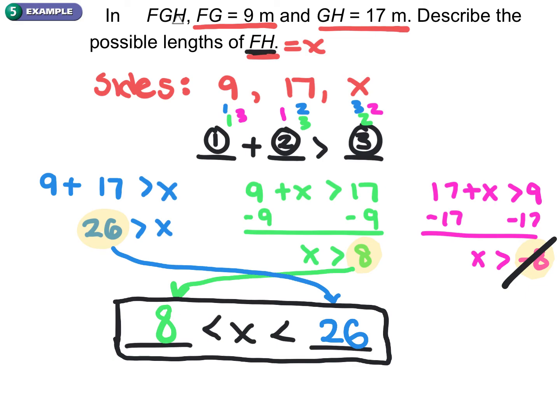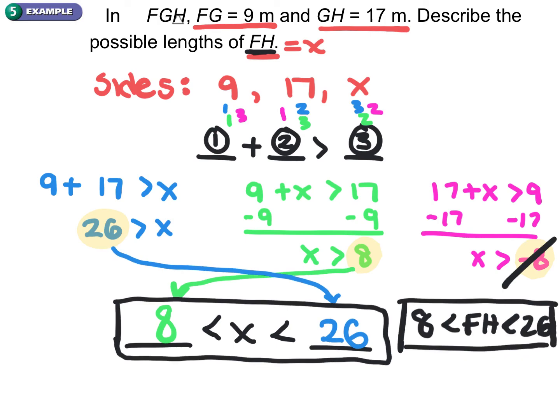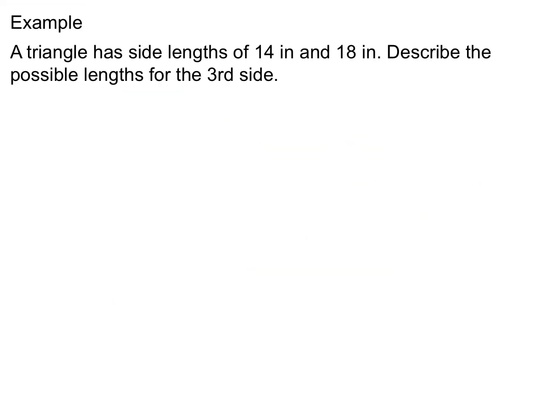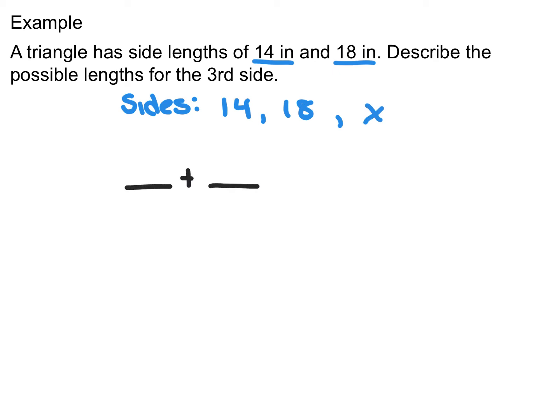You could also rewrite this with FH. So you could say 8 is less than FH is less than 26 if you wanted to use the FH instead of the x. In my final example, I'm again determining the possible lengths of the third side. So my side lengths are 14 and 18. I'm going to call the last side x. I'm filling into the inequalities.